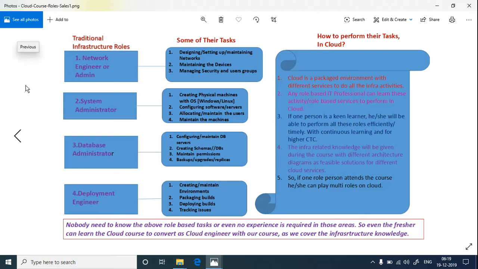Now, if you see, network engineer and admin used to be there. So what were their tasks? They were designing, setting up, and maintaining networks. In AWS, yes, VPC components need to be designed. Their role was that in the past, and maintaining the devices. What were the devices? Routers, switches, then maybe servers, DHCP servers, maybe internet gateway servers, such kind of things. Yes, here also we have them in the VPC components.